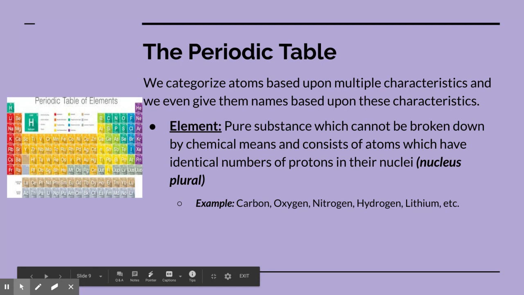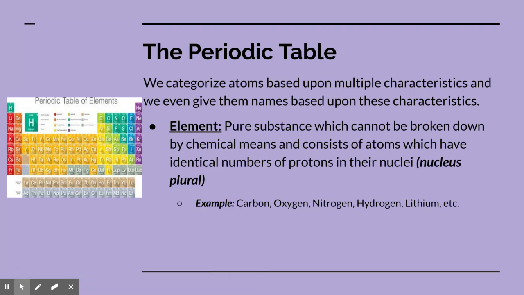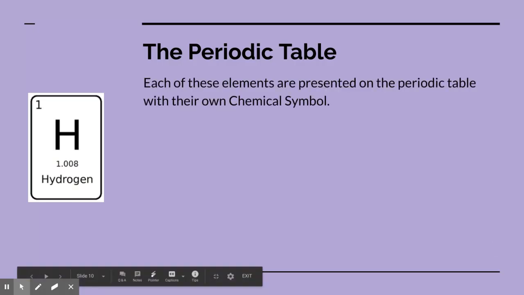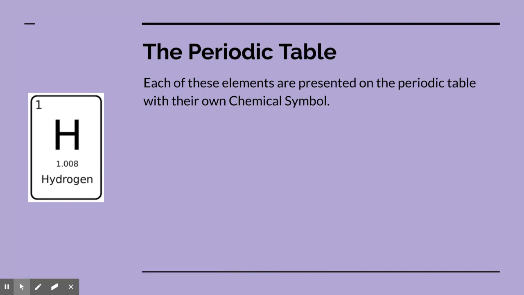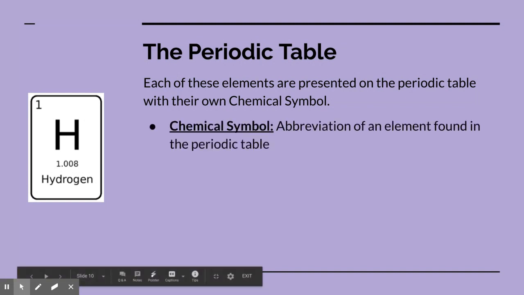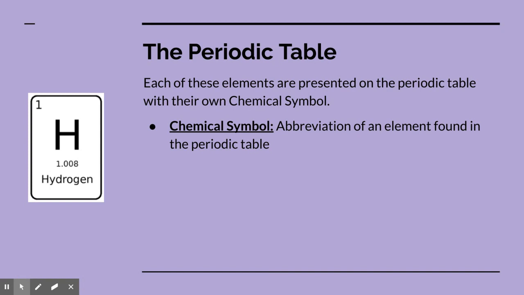So examples of elements: carbon, oxygen, nitrogen, hydrogen, lithium, magnesium, beryllium, scandium, thallium, nickel, copper, gold, silver, you name it, rubidium. These are all different examples of elements that we have on the periodic table. Okay. And then each of these elements is going to be represented on the periodic table with its own chemical symbol. So what is a chemical symbol? Well, remember, those are the abbreviations of an element that we use in the periodic table.